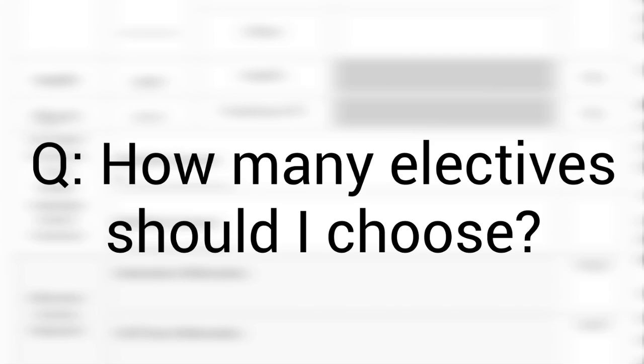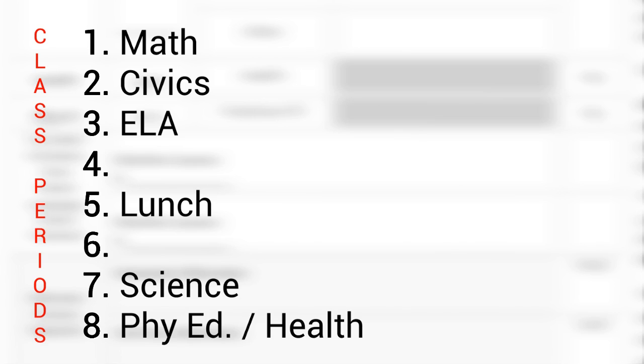Think of it this way. In our traditional high school day, there are 8 class periods. During one of those periods, you will have lunch. Then 5 more class periods will be filled by these classes: civics, science, ELA, math, and then one semester Phy Ed and the other semester health. You have now filled up 6 of the 8 class periods in the day. Your elective choices need to fill up the remaining 2 class periods.